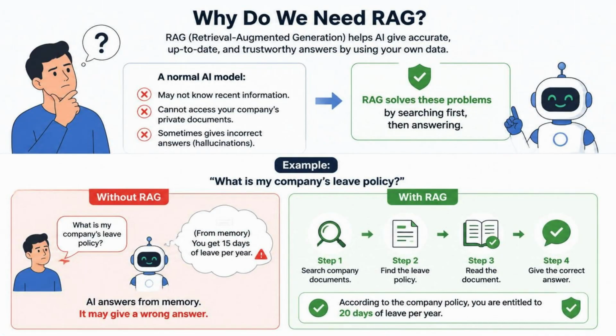Large language models have some limitations. They may not know recent information or organization-specific documents, and they can sometimes generate incorrect answers, known as hallucinations. Retrieval-Augmented Generation solves this by retrieving trusted, up-to-date information before generating a response, making answers more accurate and reliable.